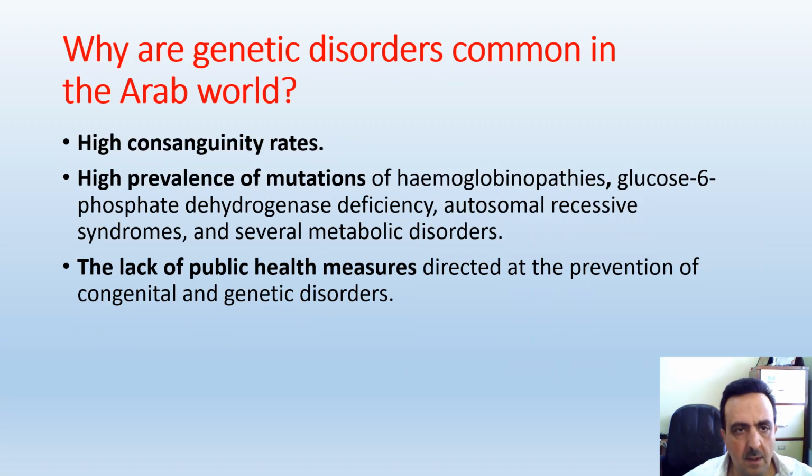Most of us know that genetic disorders are very common in the Arab world. So what are the reasons behind that? The most important reason is the high consanguinity rate in Arabs, which is really very high. We'll talk about that later on. Then the high prevalence of mutations regarding hemoglobinopathies, G6PD, and metabolic disorders contributes to the high frequency of genetic disorders in Arabs as well. Then the lack of public health measures from the governments regarding prevention of genetic disorders.